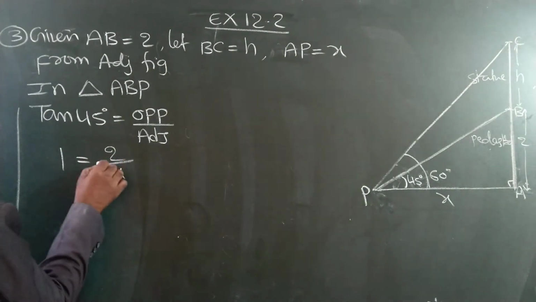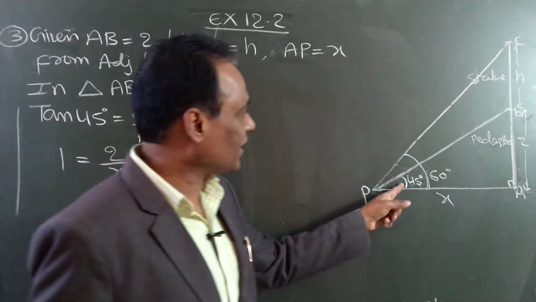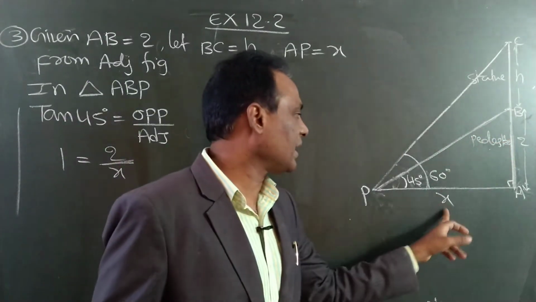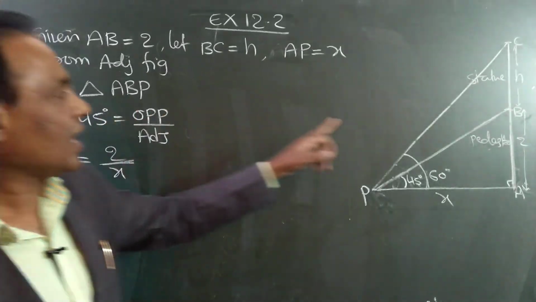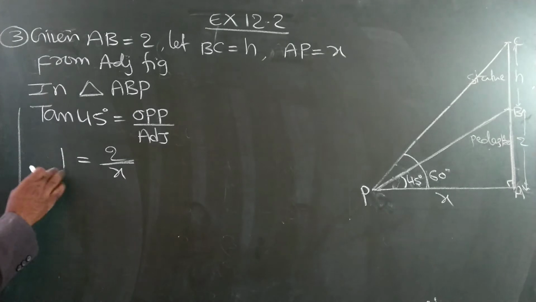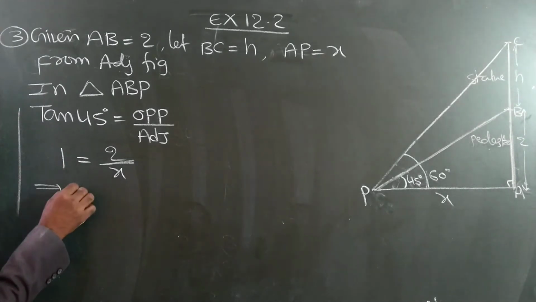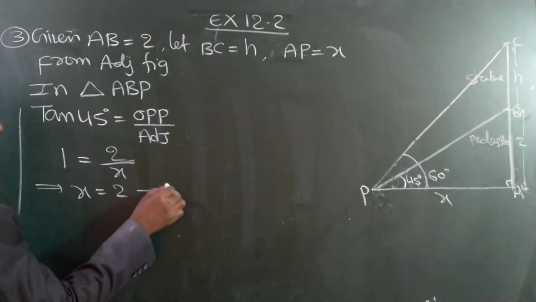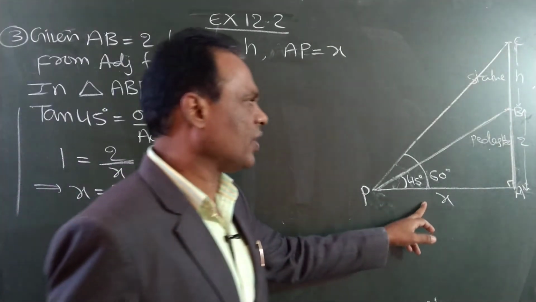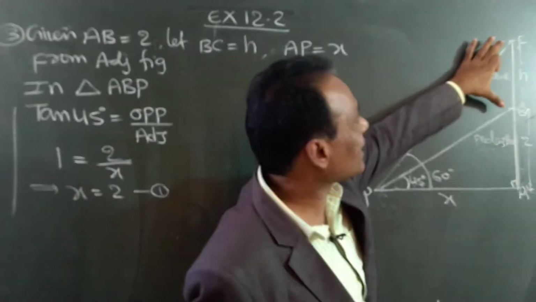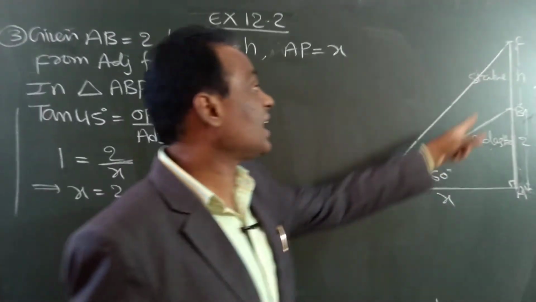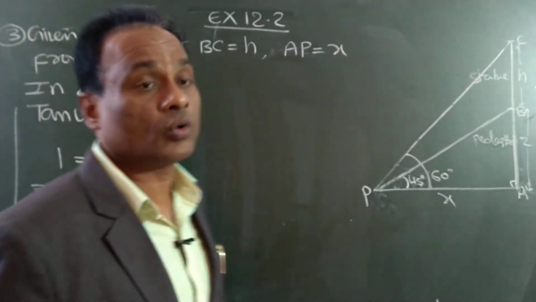See here. Tan theta formula is opposite by adjacent. Theta is 45, opposite is 2, adjacent is x. Tan 45 value is 1. Cross multiply: x into 1 is equal to x is equal to 2. X is equal to 2 we got. But we don't actually want the x value. Our question is to find the height of the statue. H value we have to find.